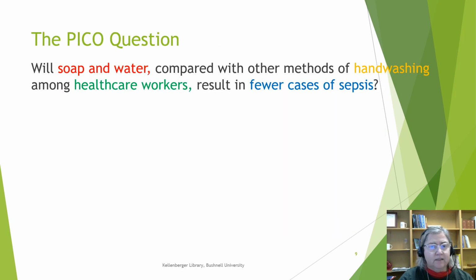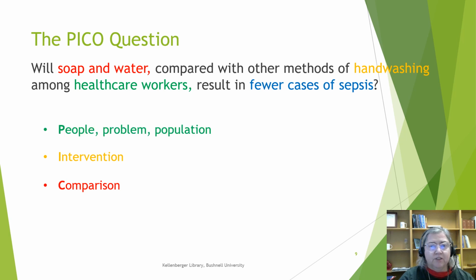Here is a way to state this as a PICO question with all 4 required elements. Will soap and water, compared with other methods of hand washing among healthcare workers, result in fewer cases of sepsis? Soap and water is our comparison term. Hand washing is our intervention. Our population is healthcare workers. And our result, our outcome, is to hopefully have fewer cases of sepsis.